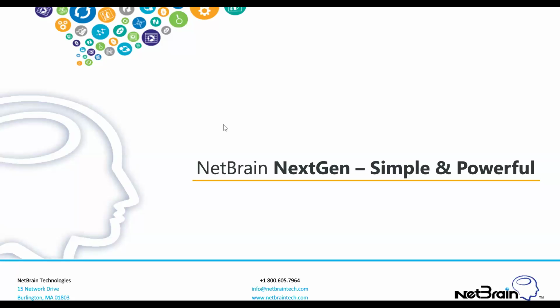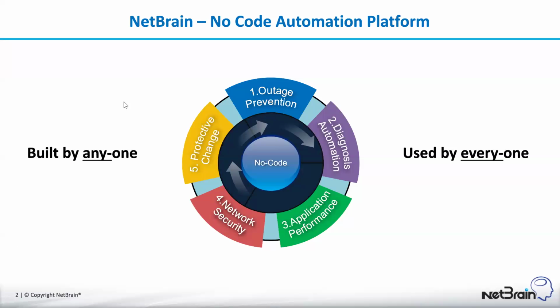Let's get started. So before we go into the specific content, let's talk about NetBrain itself. NetBrain's next-gen no-code automation. Really, the mantra that we have is simple and powerful. We're trying to make everything we do simple to configure, but powerful to you and your team, so you get a lot of value out of what you're doing. NetBrain is a no-code automation platform, and we're using our automation in these 5 different use cases: outage prevention, diagnosis automation, application performance, network security, and protective change.